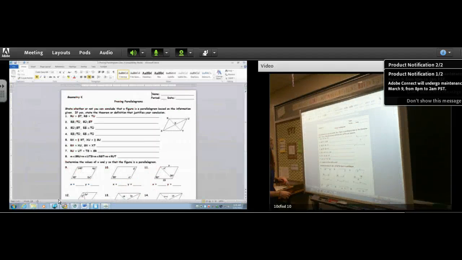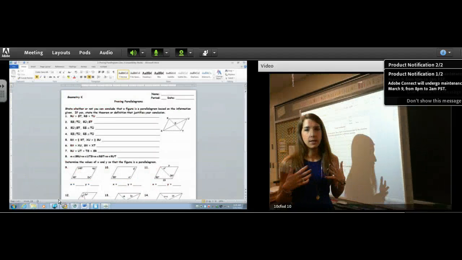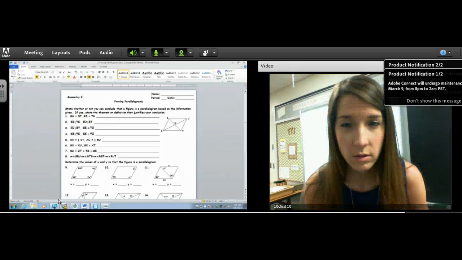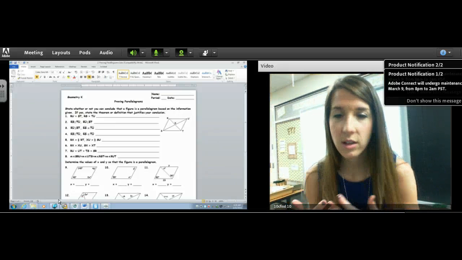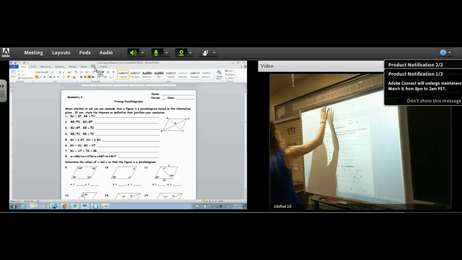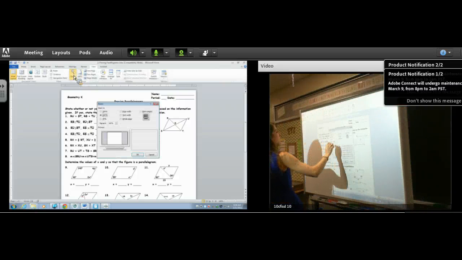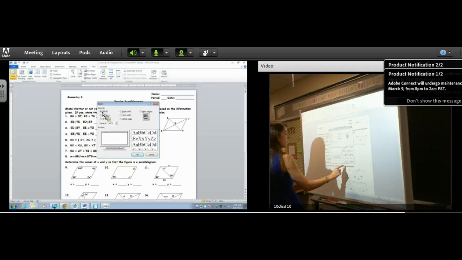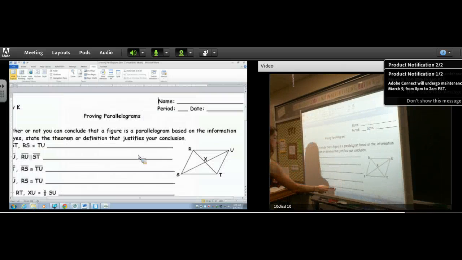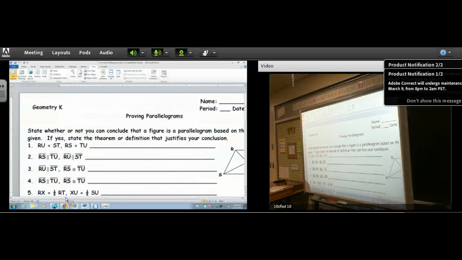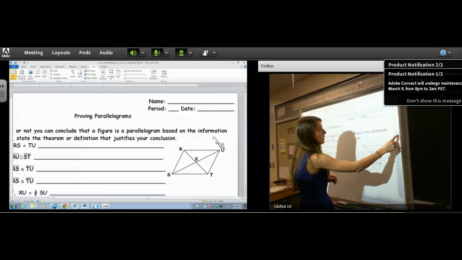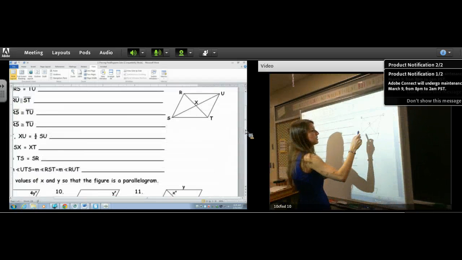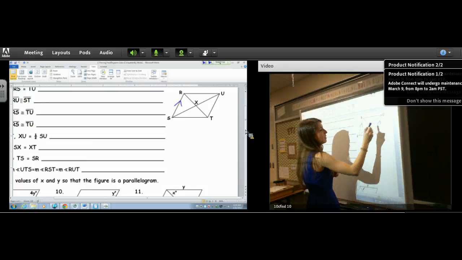So on number 4, we've got a quadrilateral, and we're trying to decide if we can conclude that it's a parallelogram or not. So that's what we're trying to decide. Let's zoom in a little bit. Okay. So number 4 says RS is parallel to TU and RS is congruent to TU.